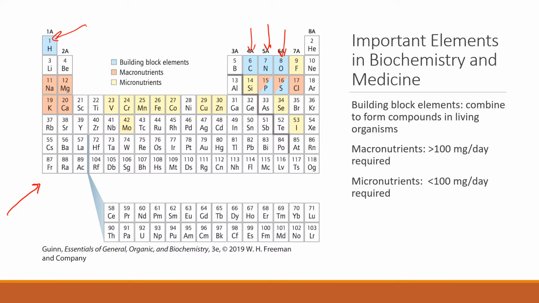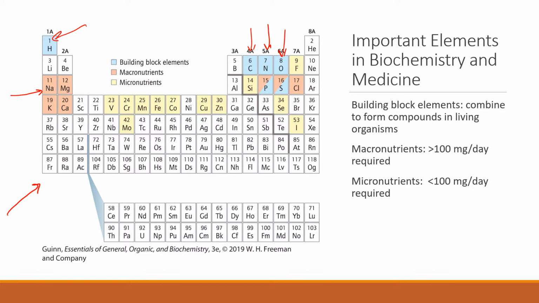There are 7 macronutrients. These are shown in orange boxes, such as here. Macronutrients are those nutrients which are required in quantities greater than 100 milligrams per day. The examples of macronutrients are sodium, potassium, magnesium, calcium, phosphorus, sulfur, and chlorine. Phosphorus and sulfur are both macronutrients as well as building block elements.